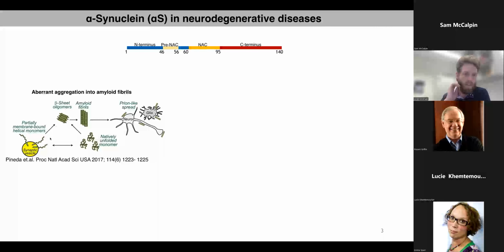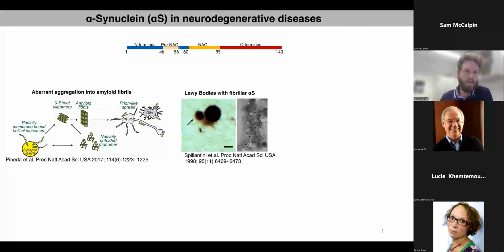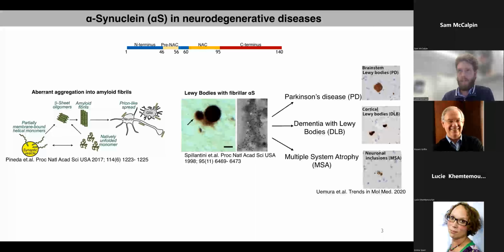If things go wrong, the protein can aggregate either into somewhat smaller species, which we call oligomers, or larger oligomers with a high degree of order. These are amyloid fibrils, of course. And these can spread throughout the brain and cause a variety of pathologies. Here's a picture of Lewy bodies with fibrillar alpha-synuclein. And these show up in Parkinson's disease and related diseases, such as dementia with Lewy bodies or multiple system atrophy.